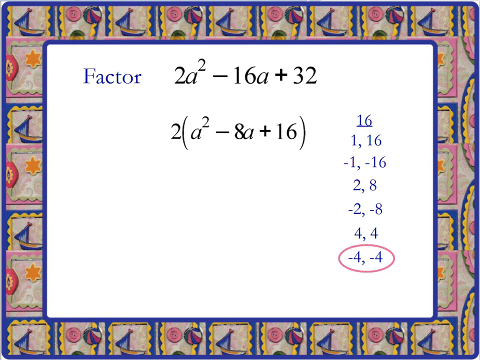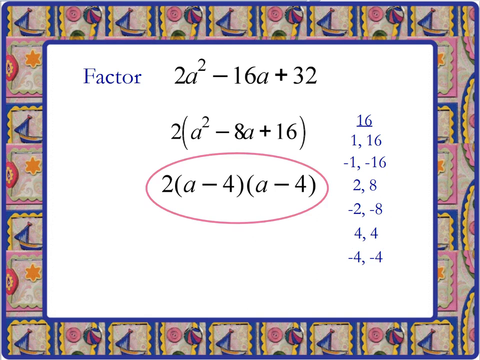You bet, that last one, right? The -4 and -4. So I'm going to break up my trinomial into the 2 factor pairs. The 2 is still out front, and now I have a minus 4 times a minus 4. This is completely factored now. There is a way that I can write this a little differently though, right? Since a minus 4 times a minus 4 is the same, I could actually write that as a squared. But either way is correct.